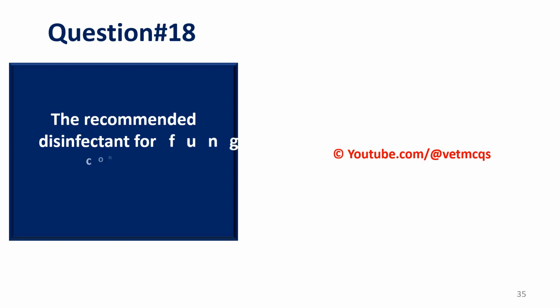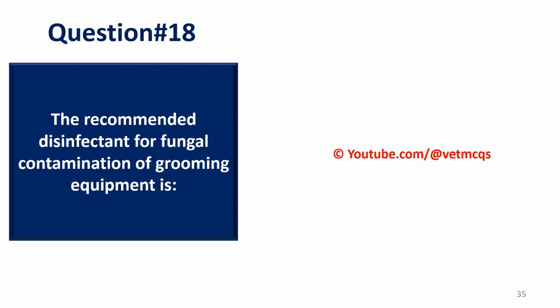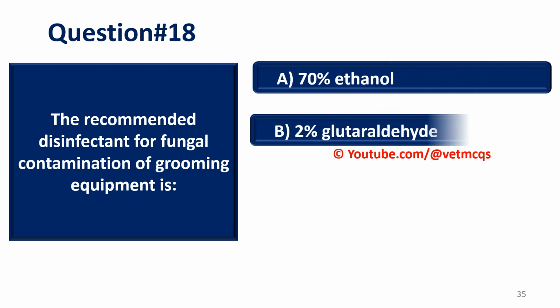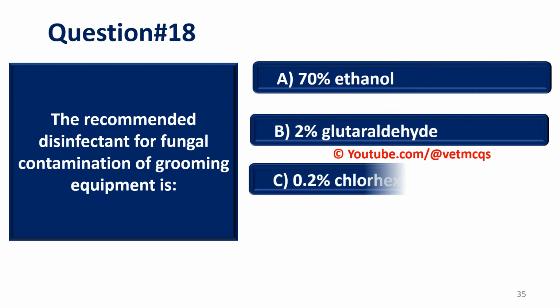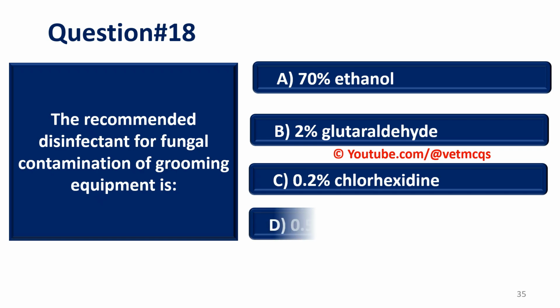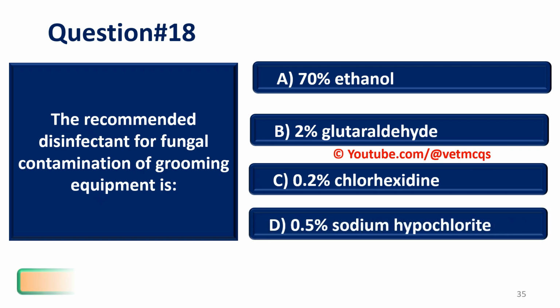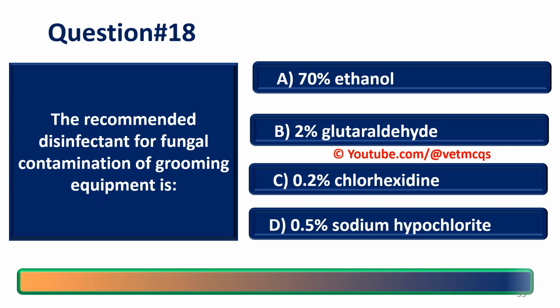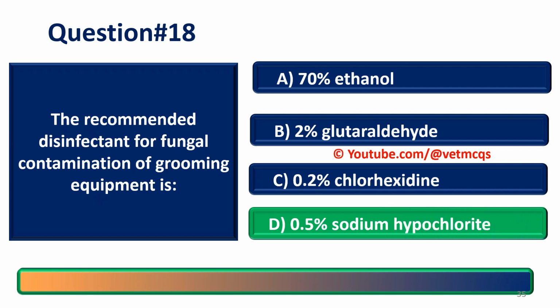The recommended disinfectant for fungal contamination of grooming equipment is 70% ethanol, 2% glutaraldehyde, 0.2% chlorhexidine, 0.5% sodium hypochlorite. And the correct answer is option D, that is 0.5% sodium hypochlorite.